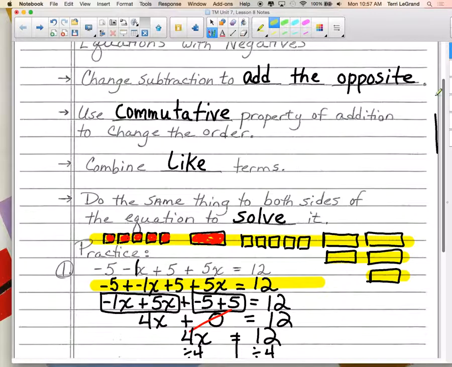What are those? 4 positive X tiles, and what's on the other side? So I've asked you to take away the 0 pairs, and the only thing that should be in front of you now are 4 positive X tiles on the left side, and 12 positive unit tiles on the right side. Now what do we do?